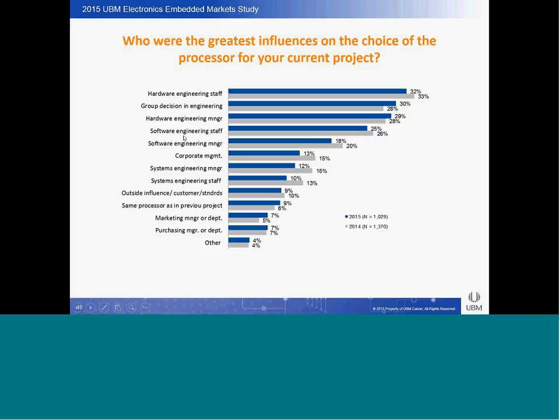You also see that software engineering staff have some influence as well in many of the cases. And very often the purchasing manager or the purchasing folks have some influence as well, as they'll be more cognizant of the cost.